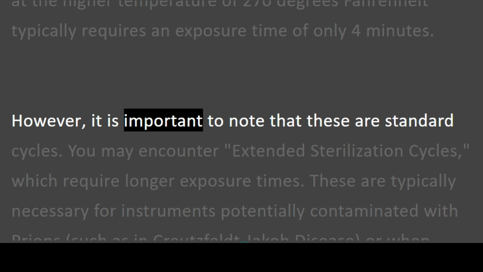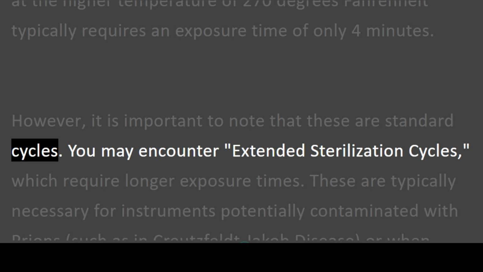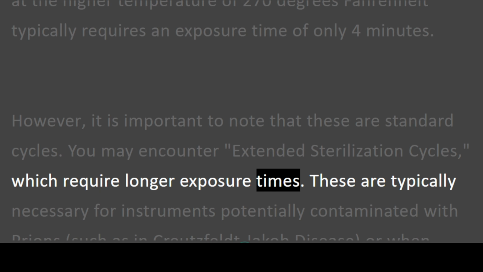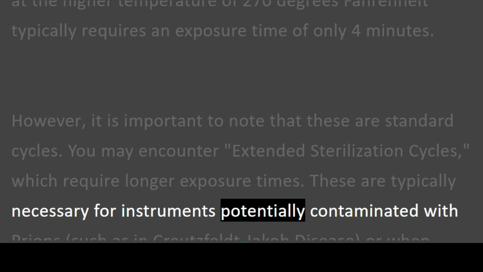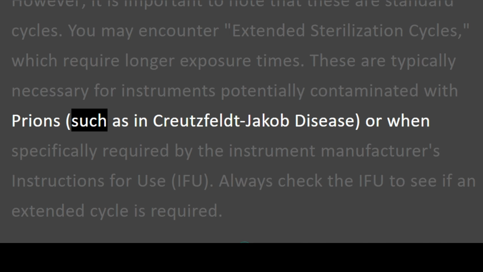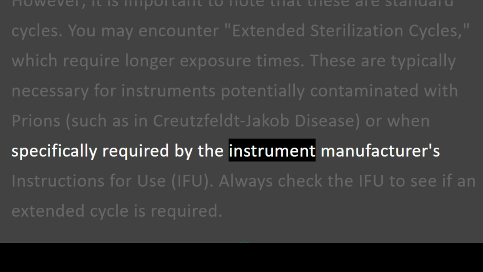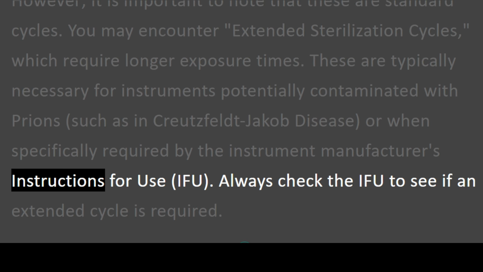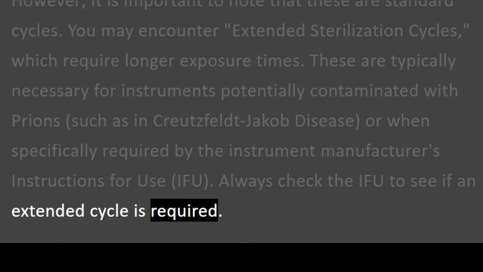However, it is important to note that these are standard cycles. You may encounter extended sterilization cycles, which require longer exposure times. These are typically necessary for instruments potentially contaminated with prion, such as in Creutzfeldt-Jakob disease, or when specifically required by the instrument manufacturer's instructions for use, IFU. Always check the IFU to see if an extended cycle is required.